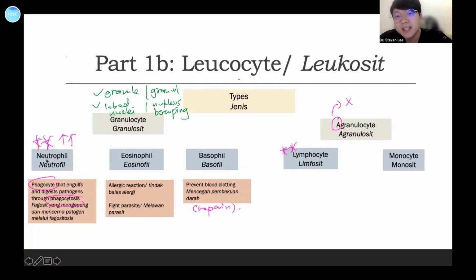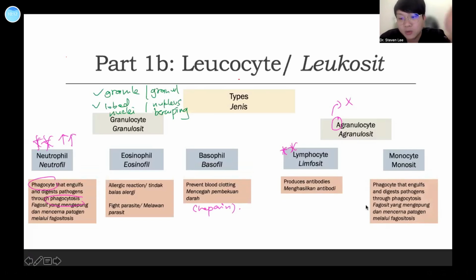Macam neutrophil is stupid sebab dia buat the job himself. But lymphocyte is not. Dia menghasilkan antibody. So this is something like in Chinese we say 接刀杀人. They produce something that can kill the pathogens. Okay? So monocyte ni dia punya fungsi 100% macam neutrophil. So you can see I copy the whole thing. It's a phagocyte that engulfs and digests pathogen through phagocytosis.